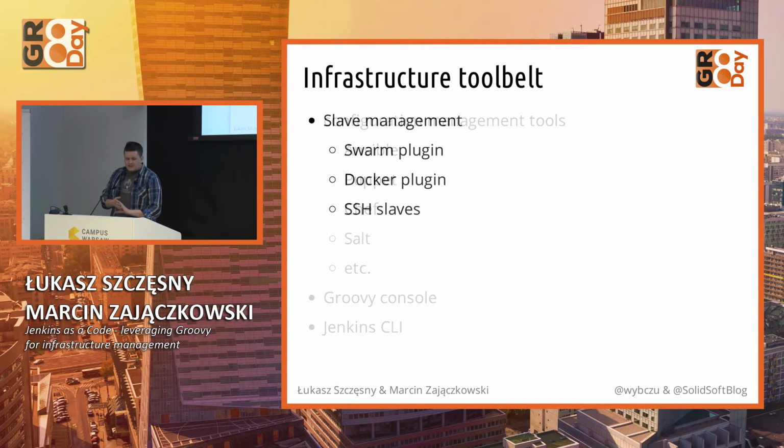So the next part is slave management. There is a lot of work to properly manage slaves. You can do management in many ways. You can use the Swarm plugin for joining your Jenkins slaves automatically to your Jenkins master. You can use, of course, the Docker plugin to build something inside containers. And of course, a presentation without Docker is not a presentation, so we had to put it here. And also you can use simply SSH slaves.